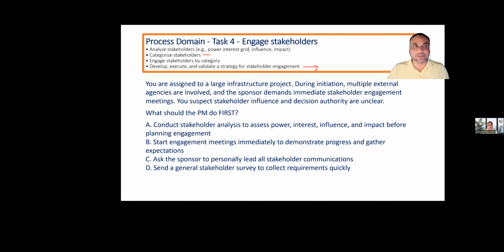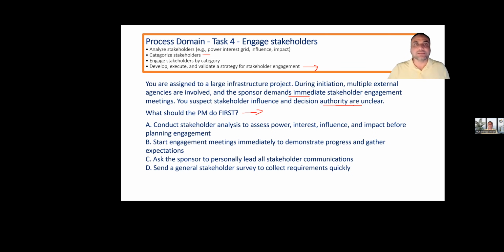So the first question for this task is: you are assigned to a large project. During initiation, multiple agencies are involved and a sponsor demands an immediate stakeholder engagement meeting. You suspect stakeholder influence and decision authority are unclear, which means you are not sure what is going to happen. Like today, I am meeting all of you, but I don't know what type of people you are, how you can influence the project. What should the PM do first?